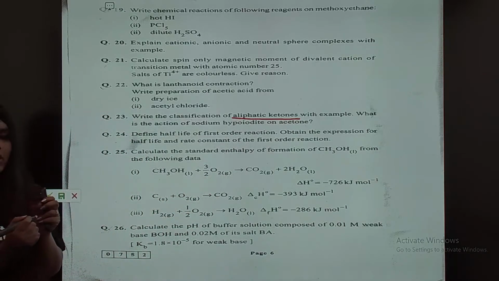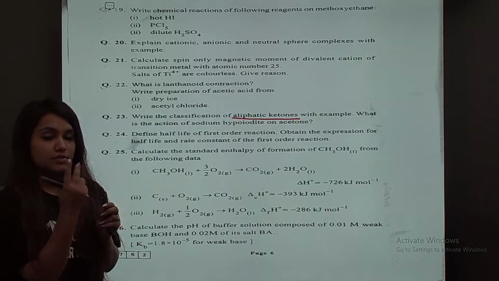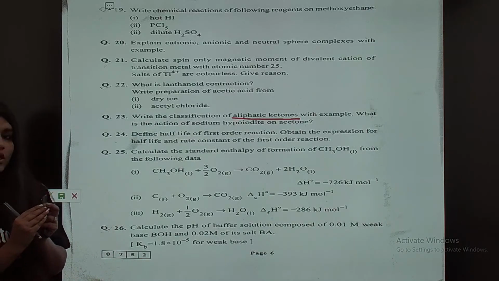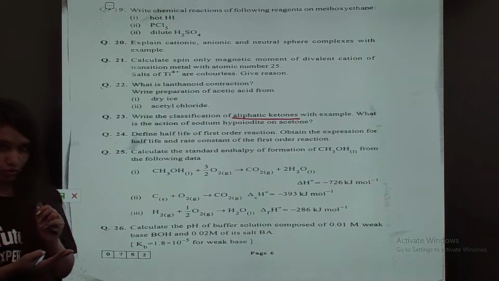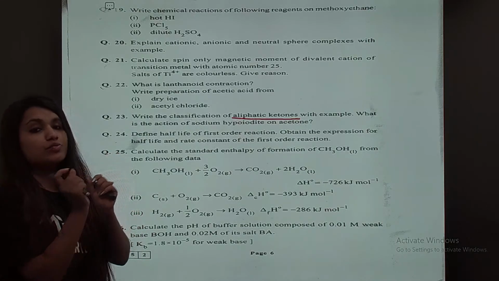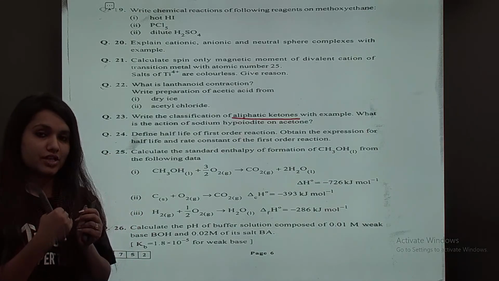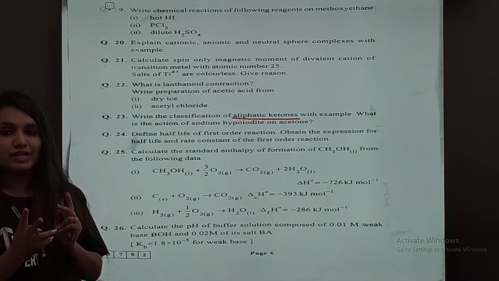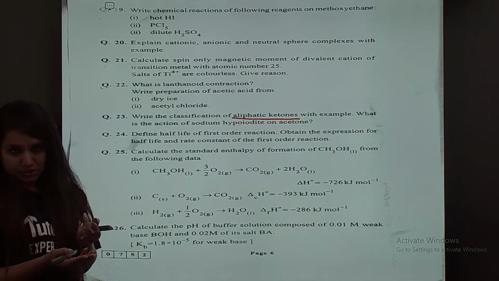When I say ketones, ketones can be categorized into two parts. One is simple ketones or symmetrical ketones, which means both the R groups should be the same. Like if I say acetone, it's CH3COCH3. Both the R groups are the same. That's called simple or symmetrical.